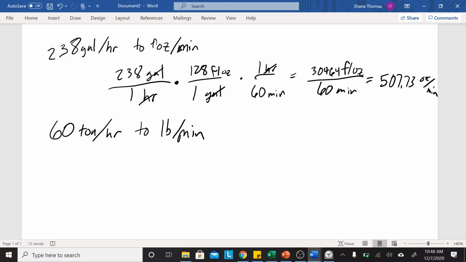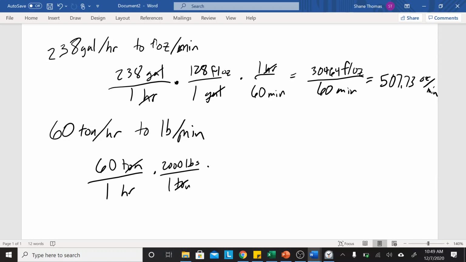Okay? So we need two conversion rates. We need tons to pounds, we need hours to minutes, right? So 60 tons per hour. So take it. 60 tons over 1 hour. All right, so how many pounds are there in a ton? 2,000. So 1 ton, 2,000 pounds. All right, let's cancel out tons.